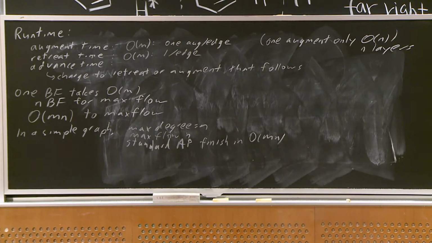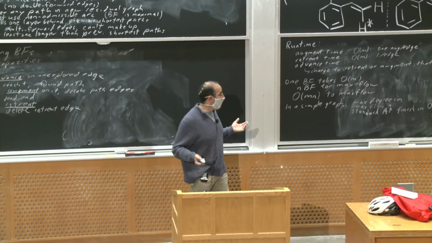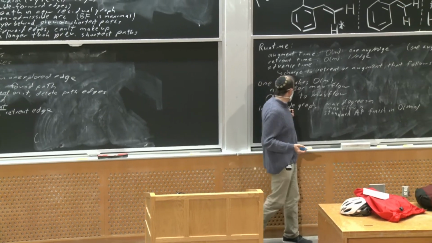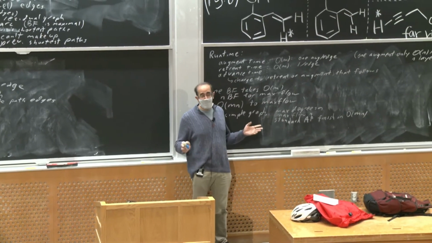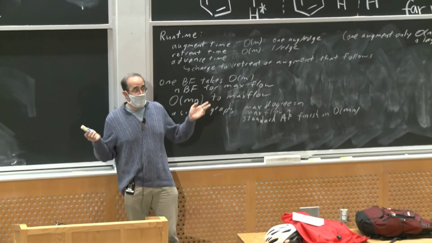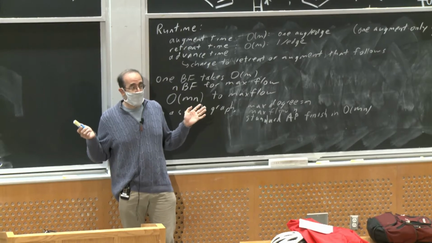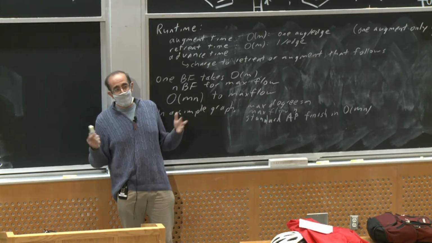So what good are blocking flows? It doesn't seem to have improved. Well, blocking flows do not require this simple graph criterion. So for blocking flows, the order mn time bound applies even in graphs with parallel edges, where the value of the flow could be much larger than n. Okay, so it's not as dependent on the value of the flow.